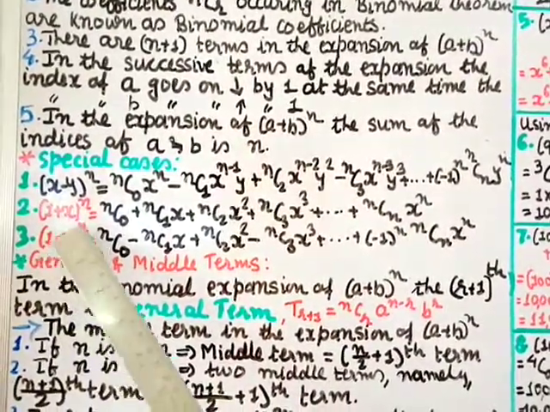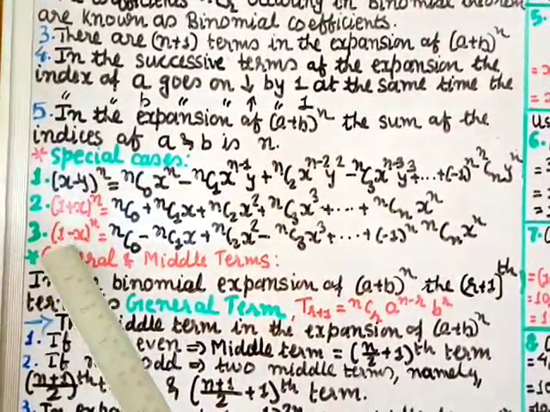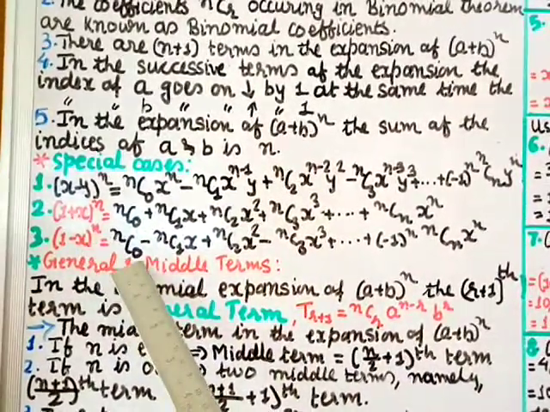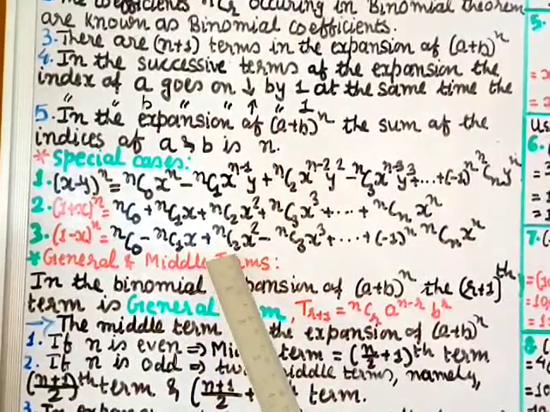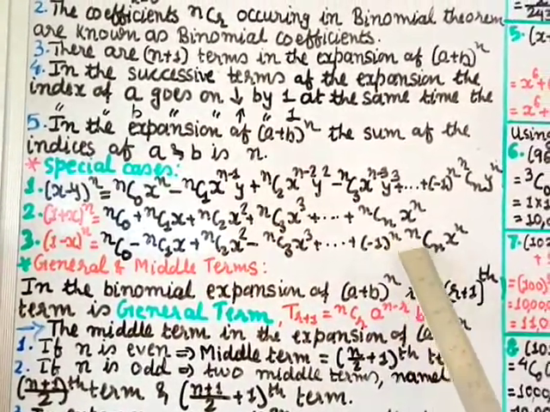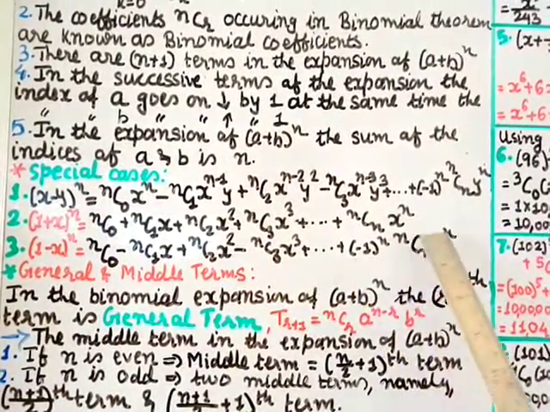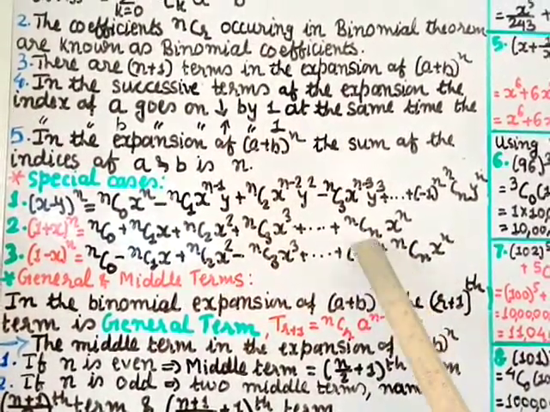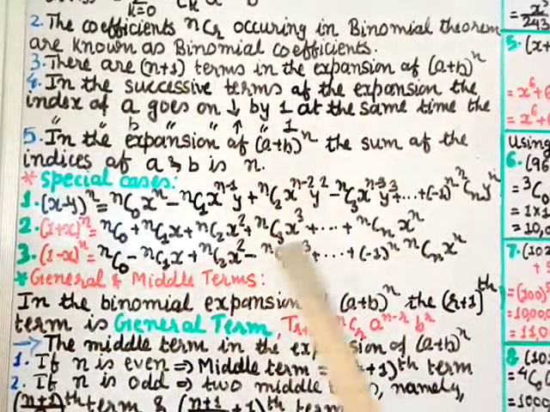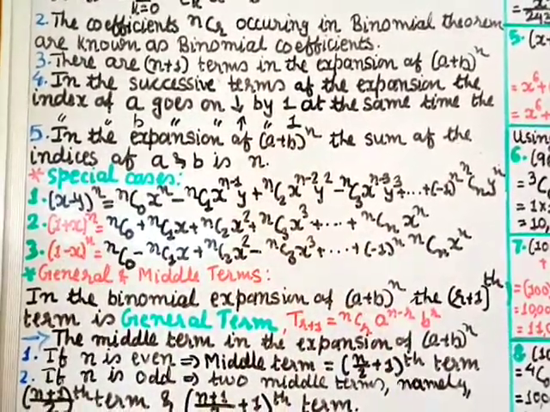Third, (1 − x)^n, the same thing, but it is negative. So here plus will become negative alternatively. Okay. nC0 − nC1 x + nC2 x² − nC3 x³ + up to plus minus (−1)^n nCn x^n. Here the negative sign or positive sign depends on the power n. What is this n? If it is odd, this is negative. If it is even, this is positive.